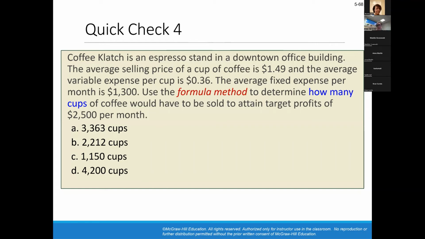So the formula method might be better than the equation. It seems like it could be a little easier to see the numbers, for me anyway.